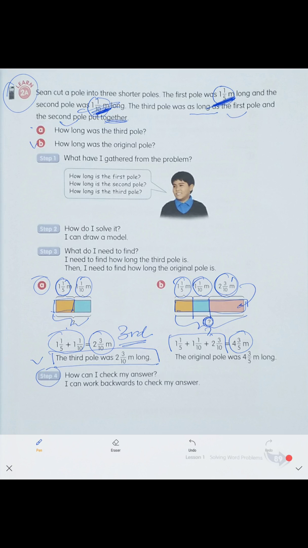This is an interesting step. How can I check my answer? I can work backwards to check my answer. Working backwards is you take your pole with this length. Imagine that you have a pole with this length, right? And you cut it into 3 parts. And the first part is the one given here. The second part is the one given here. So 1/5 meters. And another one is 1 and 1/10 meters. You have these 2 parts. How much is the third part? You're gonna have this number. Okay, easy.